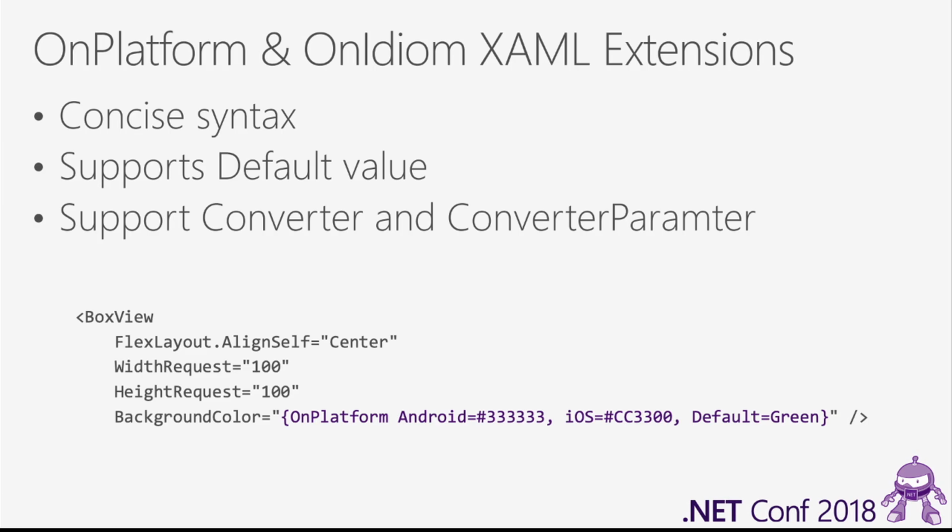Now this is absolutely one of my favorites, and it's funny because I think this one has actually gotten more reactions on GitHub than most. Essentially, on-platform and on-idiom: Daniel Cazzolino, we call him Kazoo, submitted this PR where you can have this XAML extension to have a much more concise on-platform, on-idiom syntax. It supports default values, supports converters and converter parameters. So here on the background color, you see that I'm calling on-platform, and I'm just passing it the values I want for the particular platforms, and I have a fallback of green. If you've ever done the XAML on-platform, on-idiom, you know it can get a little verbose, and it's not necessarily the nicest thing to figure out and type.